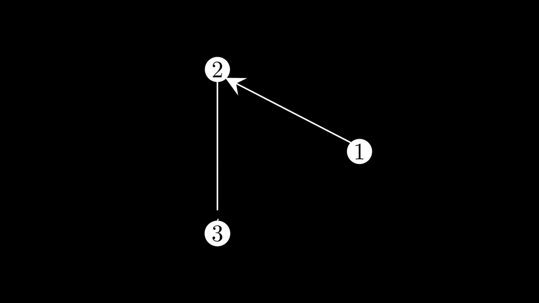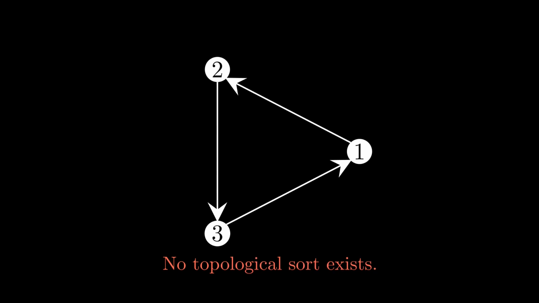However, a topological sort may not exist in all cases. Consider this graph. Here, we want 1 to occur before 2 and 2 to occur before 3. This means that 1 must occur before 3. But an edge from 3 to 1 also exists, so 3 must also occur before 1. This is impossible, so we have no topological sort. If we build this graph from some input, that input must have been inconsistent.